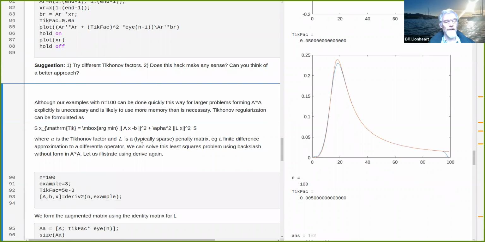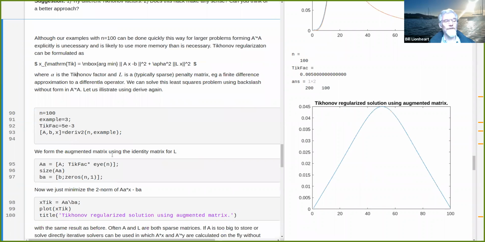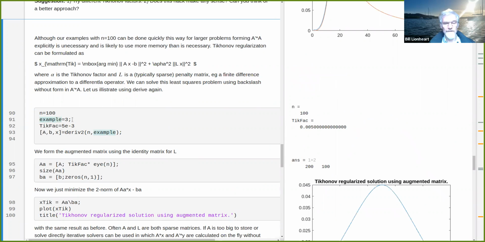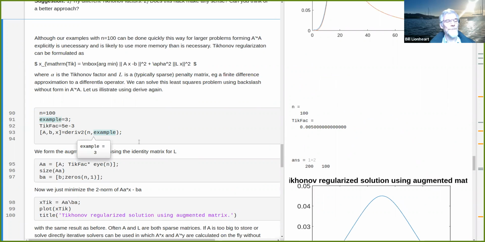And a way to do it is to, and we're going back to the deriv 2 example. I've just redone the deriv 2 example.